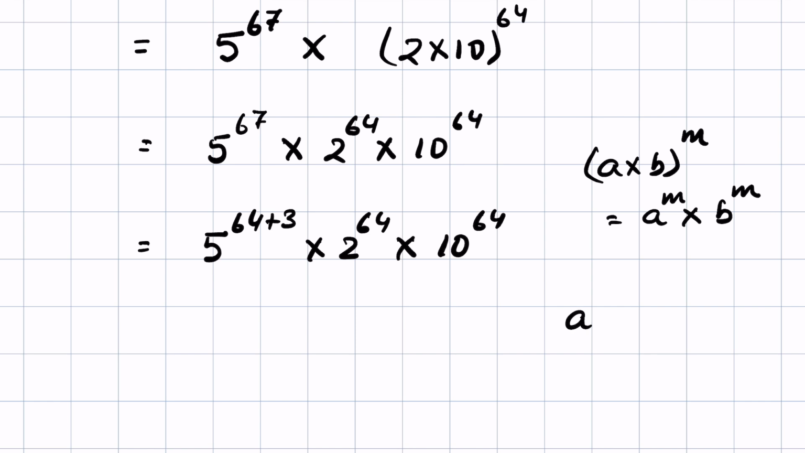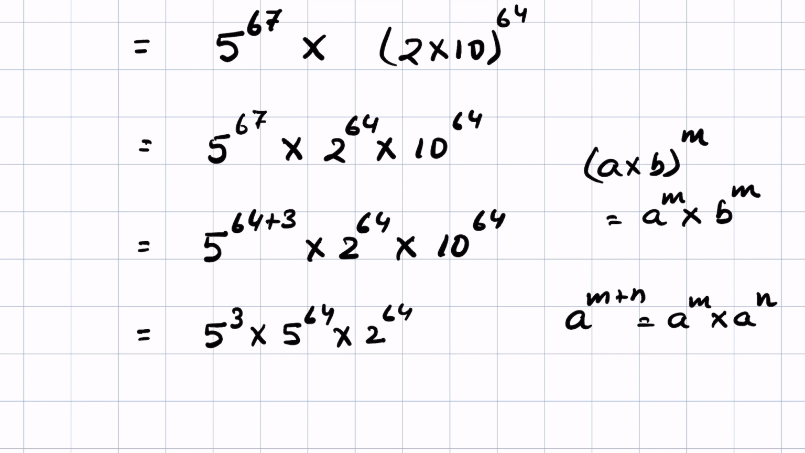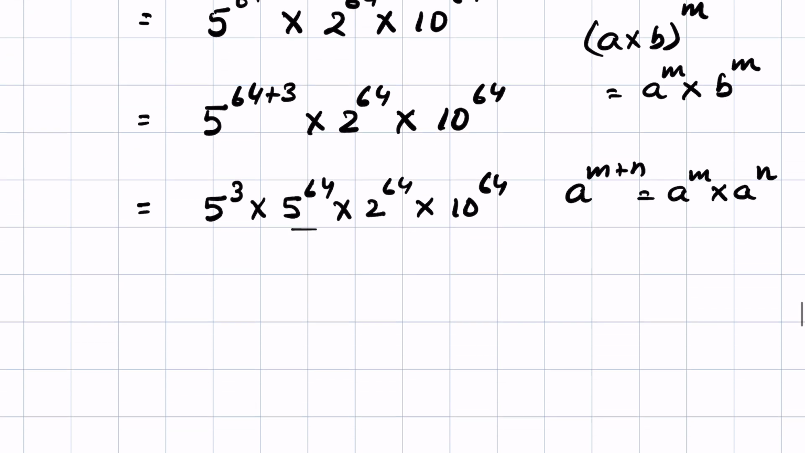Now when a raised to the power m plus n, this means a raised to the power m times a raised to the power n. So this we can write as 5 raised to the power 3 times 5 raised to the power 64 times 2 raised to the power 64 times 10 raised to the power 64. Now these two have the same exponent, so we can take them together. So 5 raised to the power 3 times (5 times 2) whole raised to the power 64, then 10 raised to the power 64.